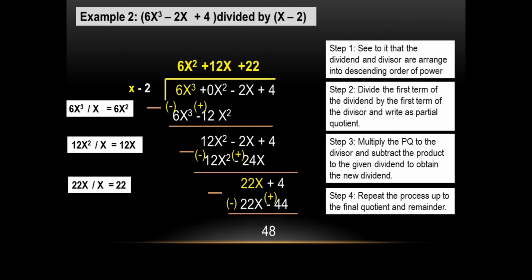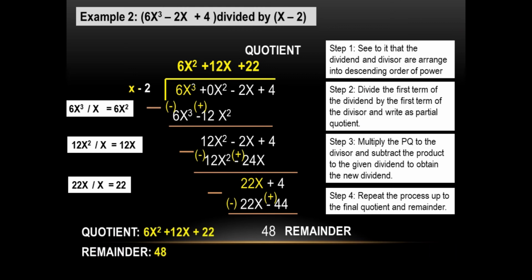So we'll divide again that by the first term of the divisor. 22x divided by x is equal to 22. So itagdag natin doon sa quotient. After that, you multiply. So 22 times x is 22x. Then positive 22 times negative 2 is negative 44. So change the sign, then it becomes positive. So 22x minus 22x is 0. Then positive 4 plus positive 44 is equal now to 48. So 48 now is not divisible by the first term, this x.